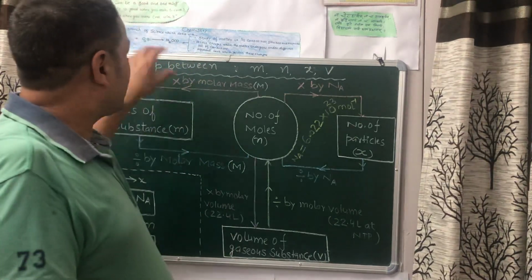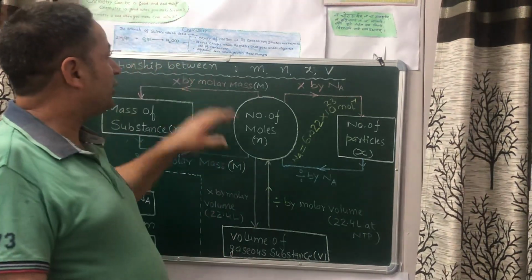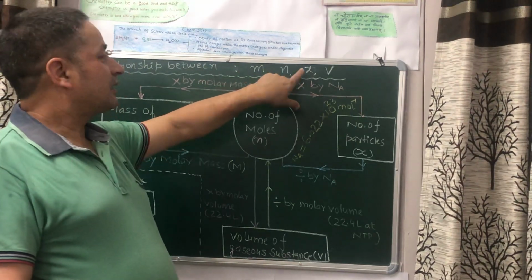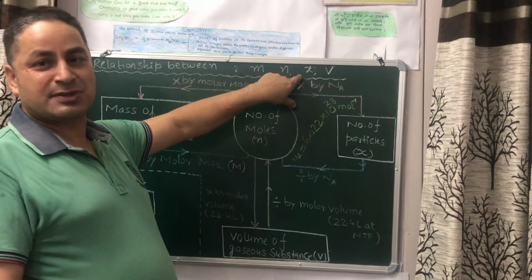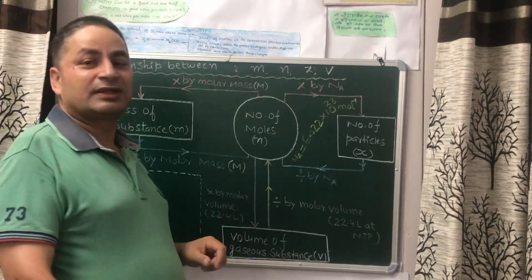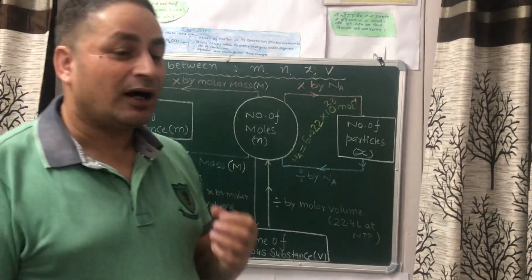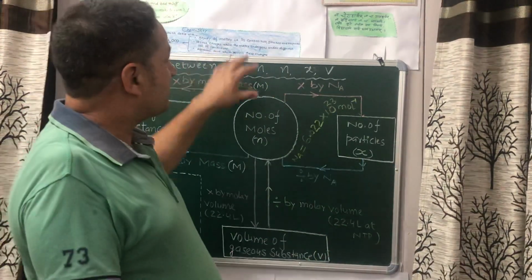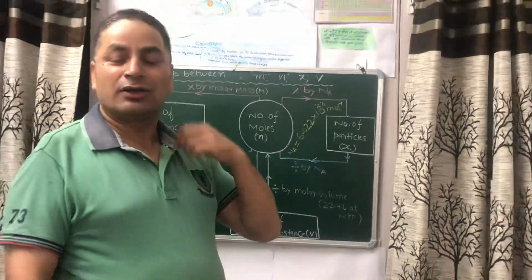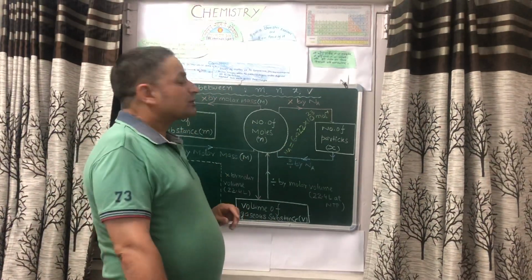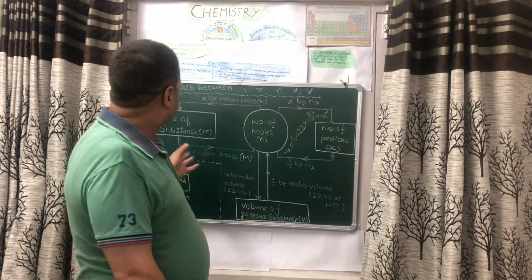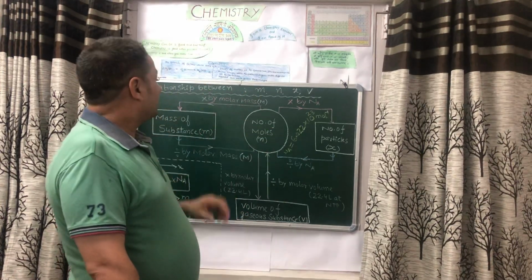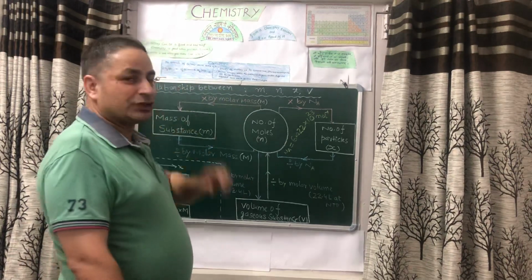So today's topic is the relationship between the mass of the substance, the number of moles of the substance, the number of particles of the substance, and also the volume of the gaseous substance. Now we want to see how these quantities are interconvertible. Once you know how these terms are converted from one into another, we can solve the numericals, and we can calculate one quantity from the other. So let's understand the relation with the help of this flow sheet diagram.